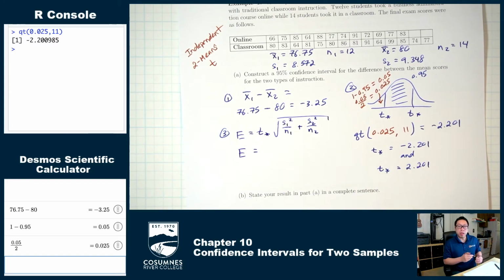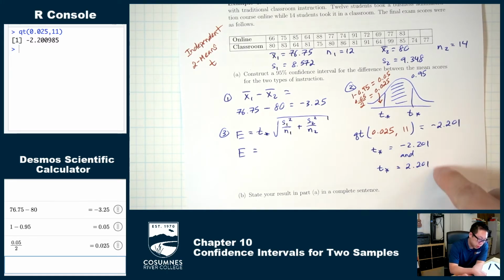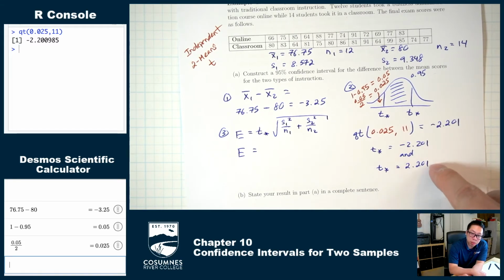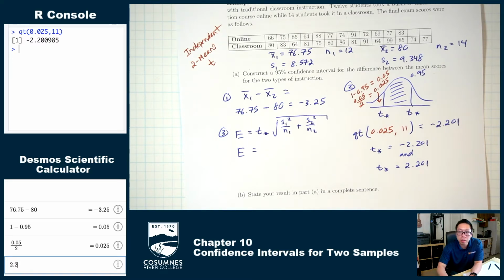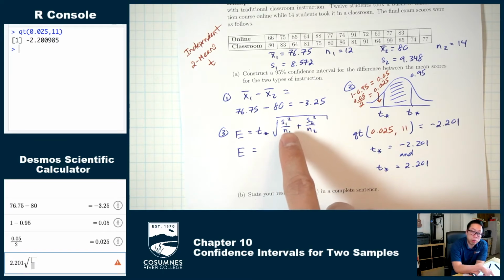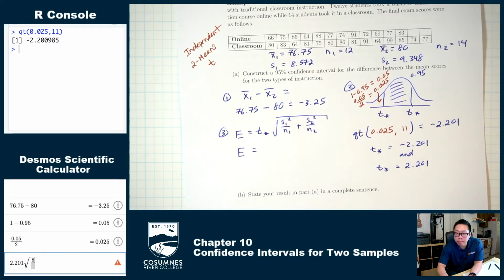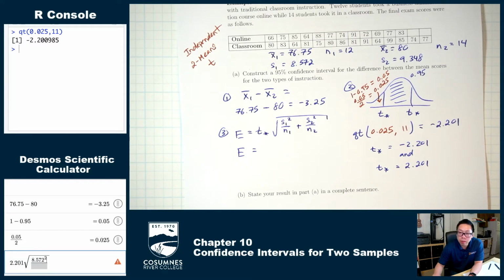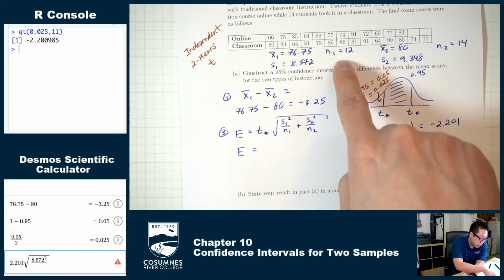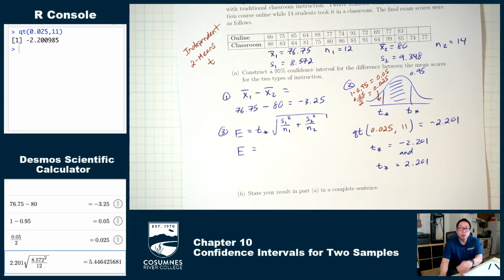And I'm going to enter this directly into Desmos. T star. So we have 2 T stars. I always use the positive one, so I'm going to use positive 2.201. Square root. Fraction. First fraction is S1 squared over N1. S1 squared, 8.572 squared, over N1. N1 is 12. And then move your cursor just to the right of the fraction and hit plus.